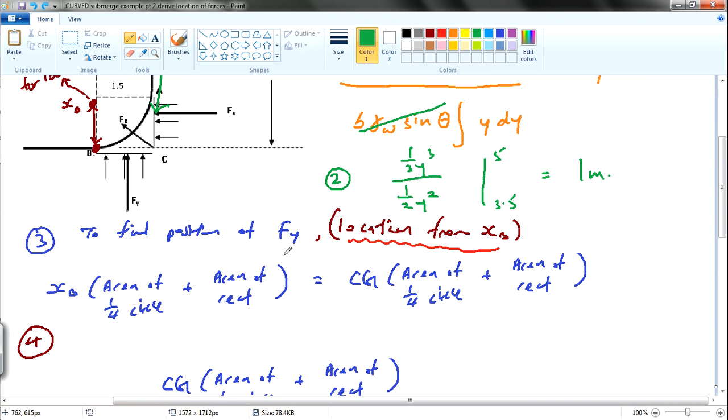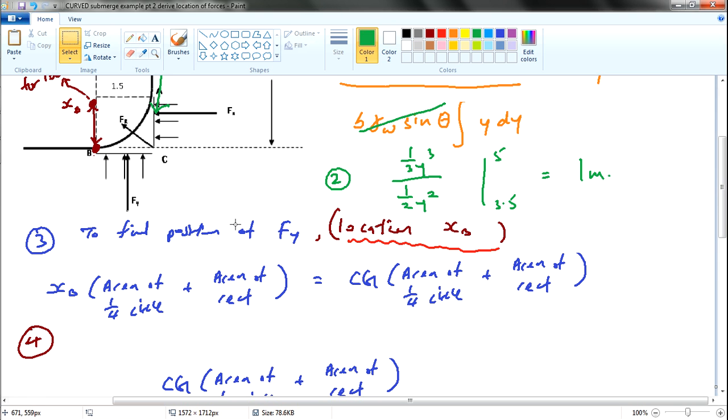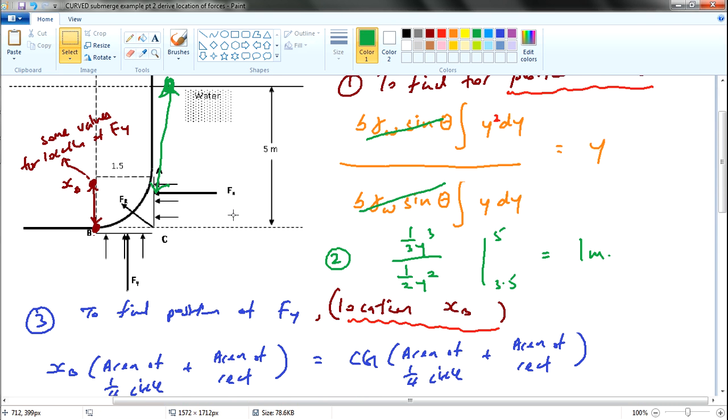And then Fy is a little more complicated. Xb is the position of the location that we want to find. Xb is the location that we want to find. So this is the location xb itself. Location xb from B is actually the position of the CG, the center of gravity. For a rectangle, the center of gravity is half of the length itself.